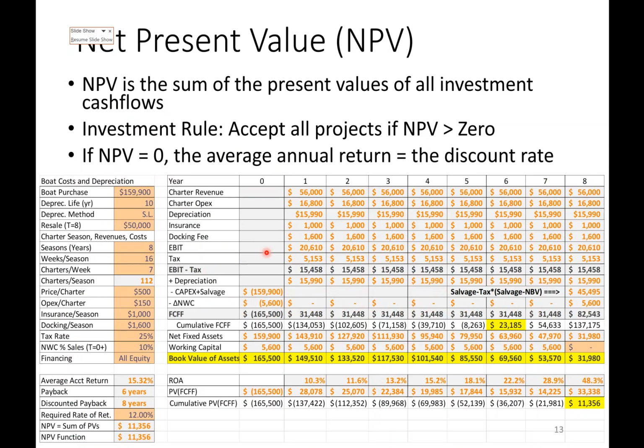So again, for NPV, we just accept all projects that have a 0 or greater NPV. So even a 0 NPV is a good project, because what it's telling you is you're earning exactly 12% rate of return, which is the rate of return you thought was fair.